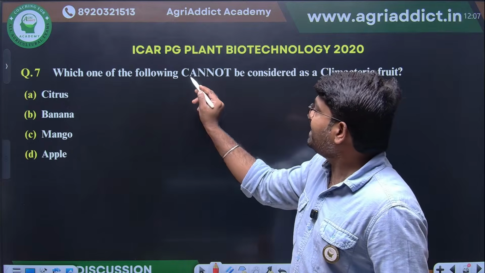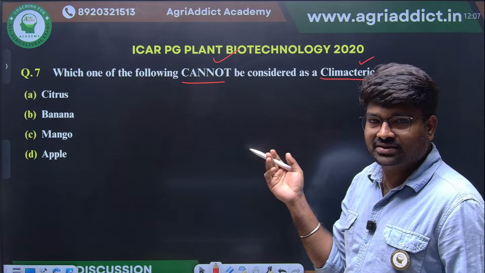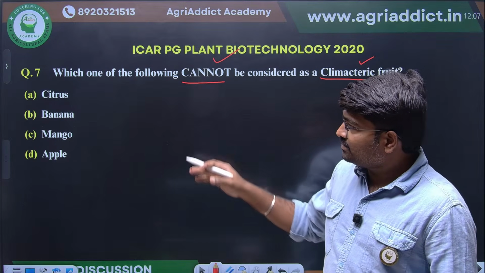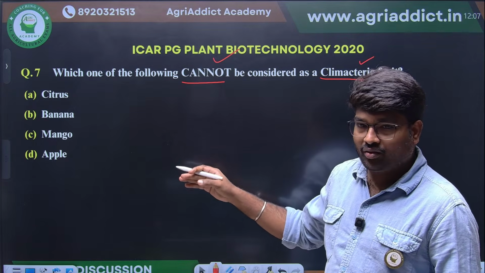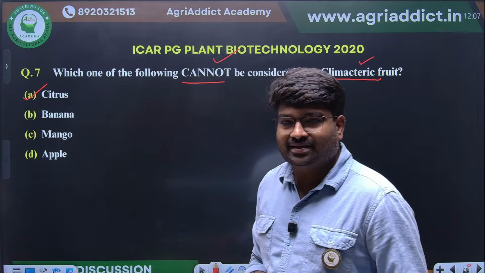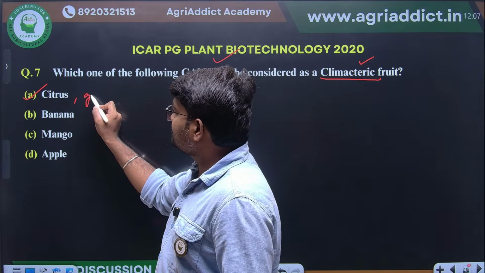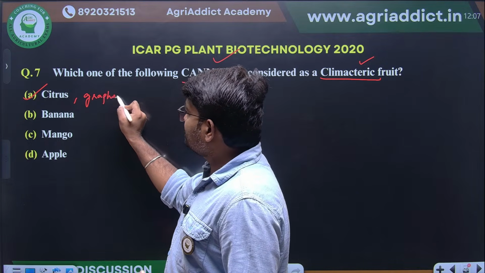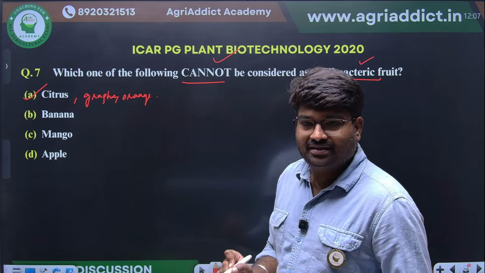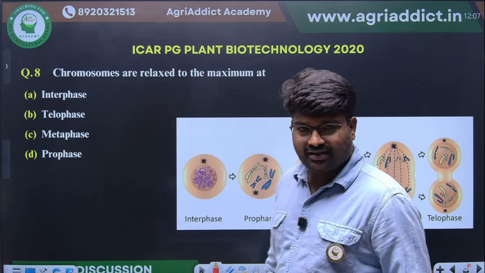Which of the following cannot be considered as climacteric fruit? This is another repeated question. Which is not an example of climacteric fruit among these? Citrus, banana, mango and apple. Yes, very good. Citrus is the typical example of a non-climacteric fruit. Apart from that, we can say grapes, orange. These are some of the examples of non-climacteric fruits.